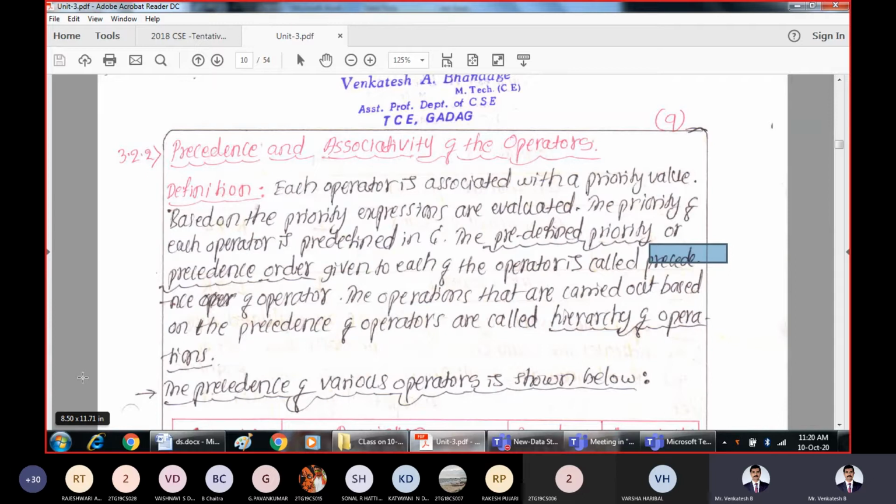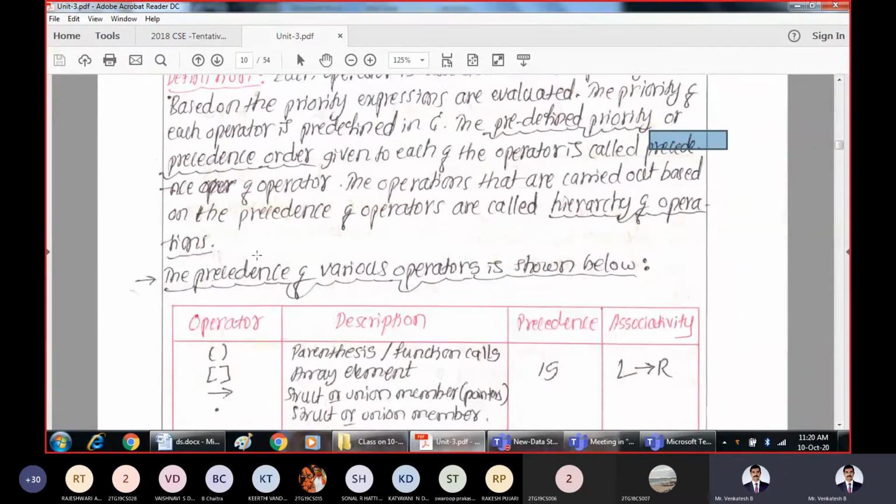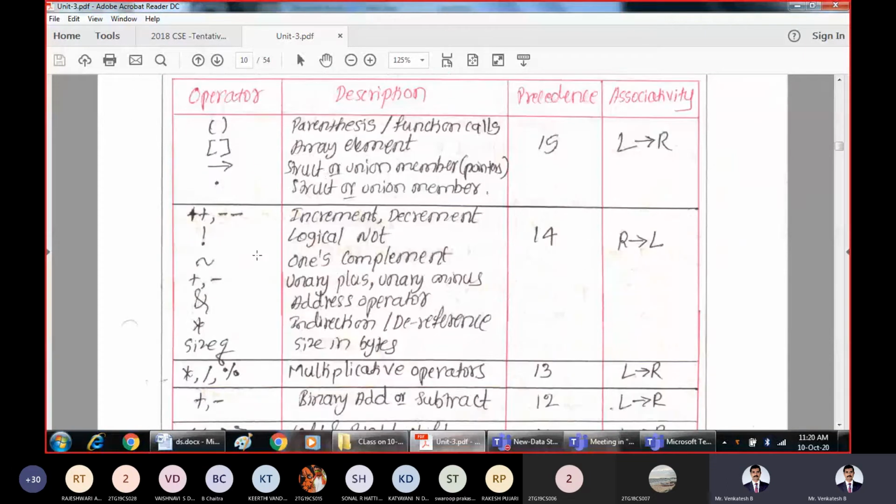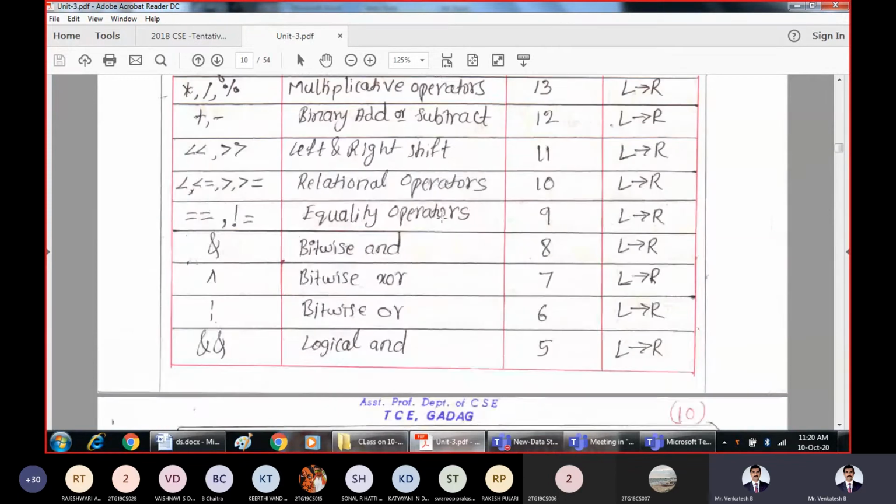With this we know only a few operators, but in C there are many operators. We have to take care of all the operators, and that is identified by the precedence, that is, the priority. These are the set of operators we'll be using in C. We know only 4 to 5 operators till now, but all these are treated as operators in C. So you must remember this table.